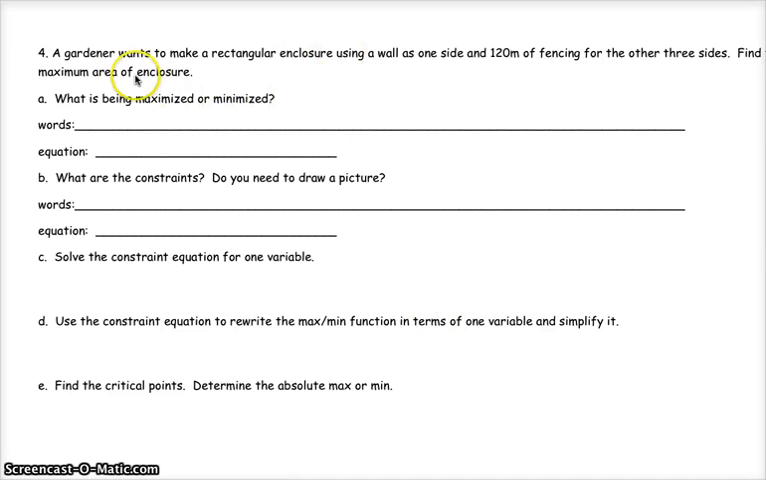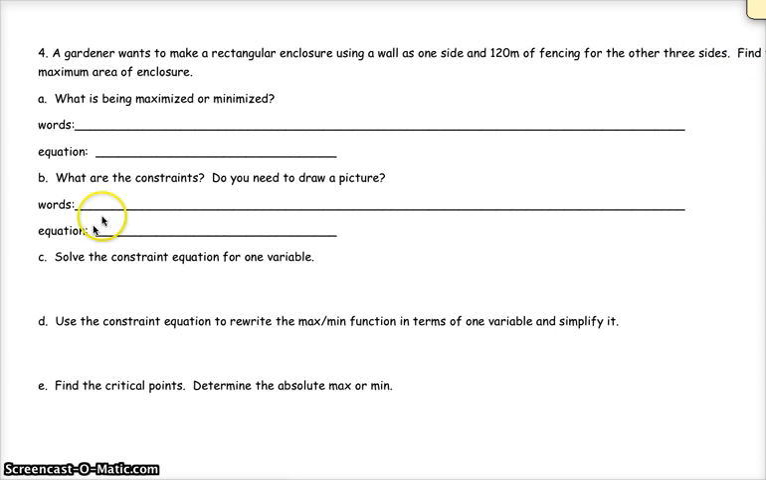Ladies, we're still in section 4.2, studying optimization. A gardener wants to make a rectangular enclosure using a wall as one side and 120 meters of fencing for the other three sides. Find the maximum area of enclosure.